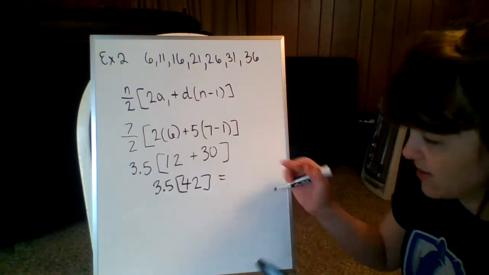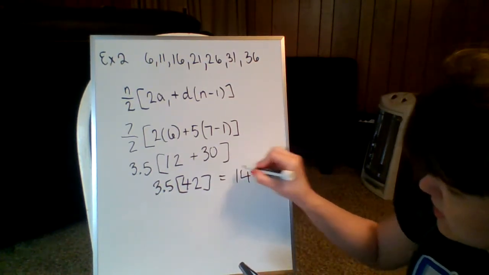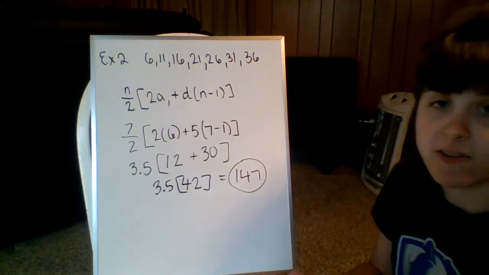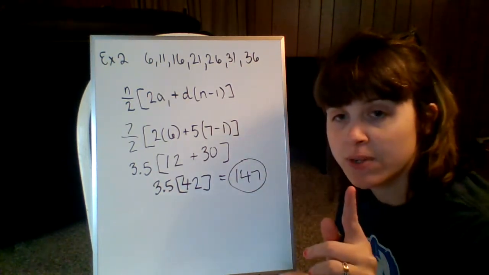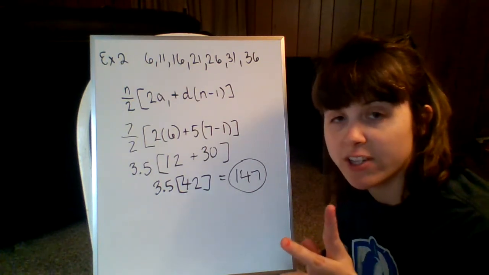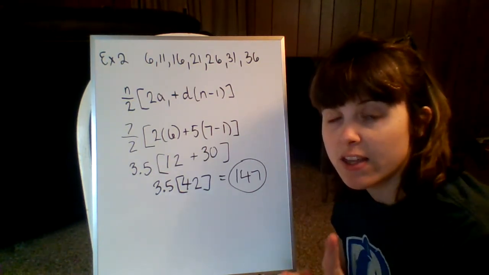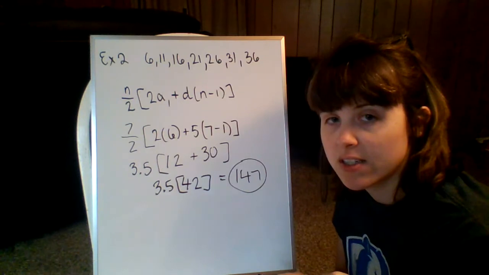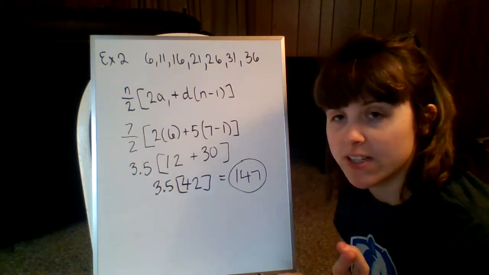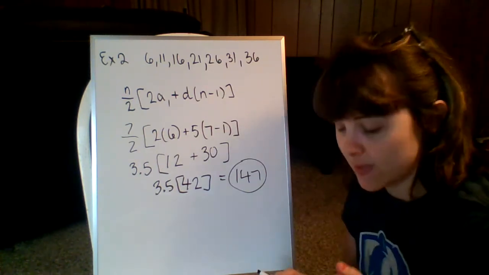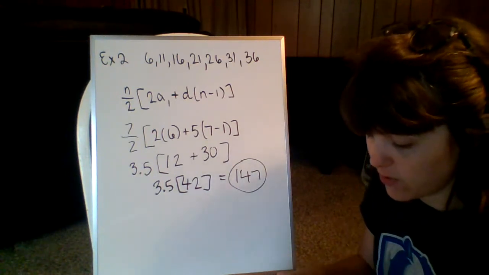Was 147. Okay, so there we had to find the first term. We had to count how many were in the list to figure out n. Then we had to find the difference. And you put it all in the formula and simplify. Okay? So hopefully that helps.